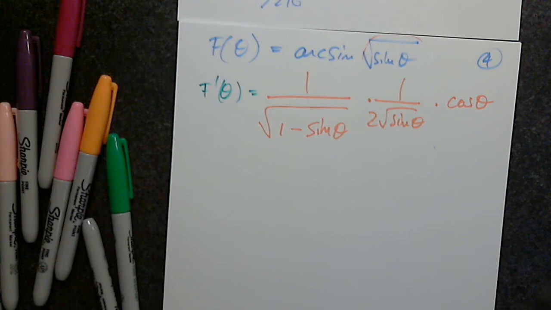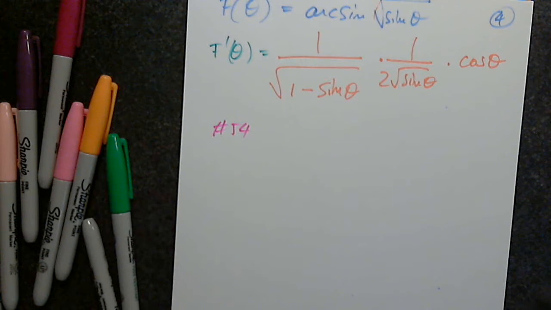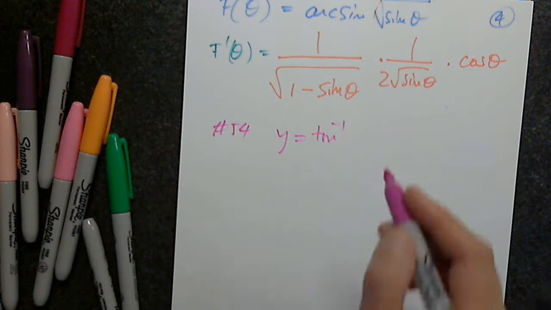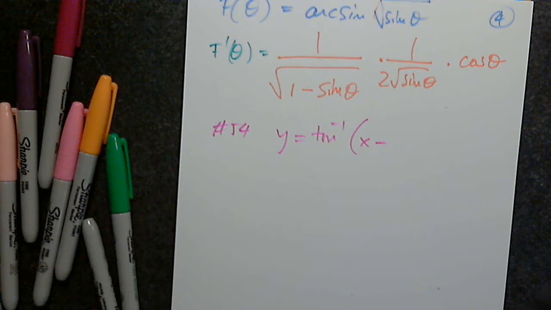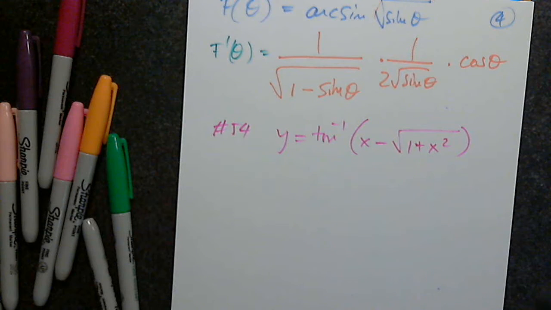Yes? Okay, let's look at one more. Let's say 54, same page. y equals tangent inverse of x minus the square root of 1 plus x squared. I'm losing my voice. Please do not assume that that is a negative 1 and bring it down in front and subtract 1 from the power. Be very careful. This is just a notation.